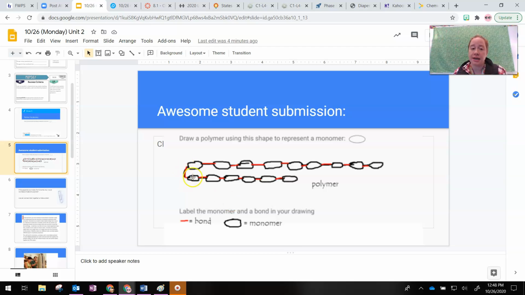Then they color coded and made the bonds red. So the bonds are the things that link those polymer chunks, those monomers together, okay? So if this is a monomer, now we've got multiples of them. That means this is a polymer, okay?